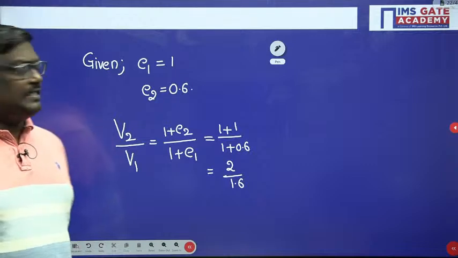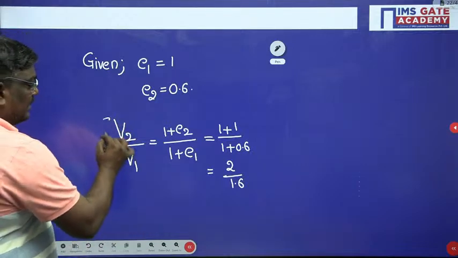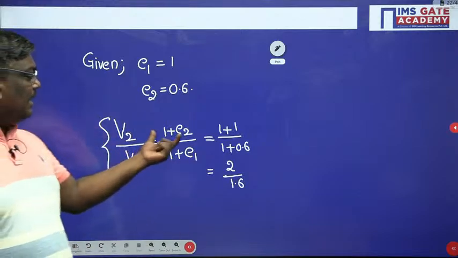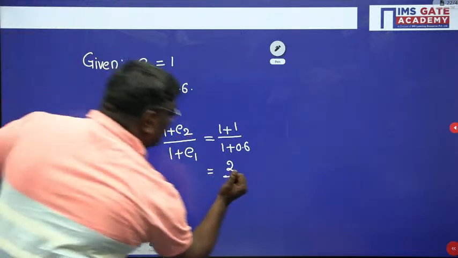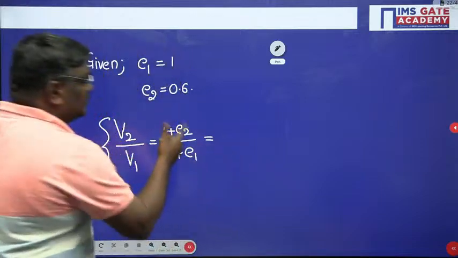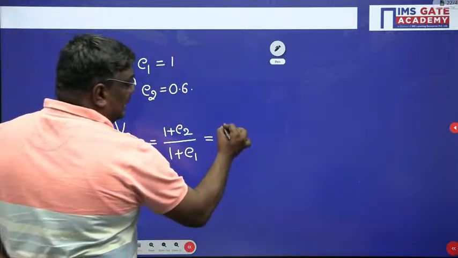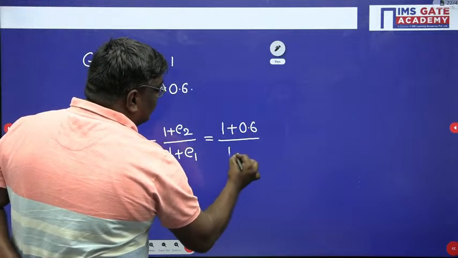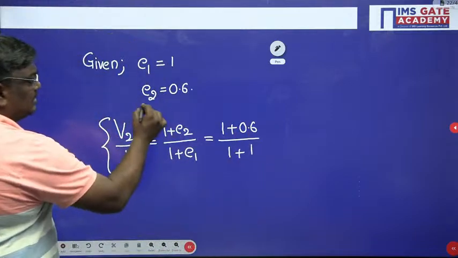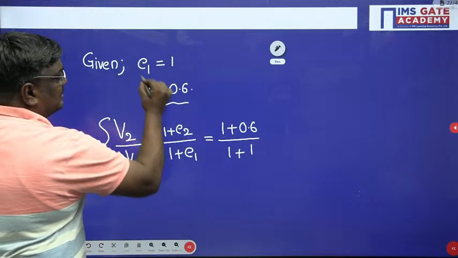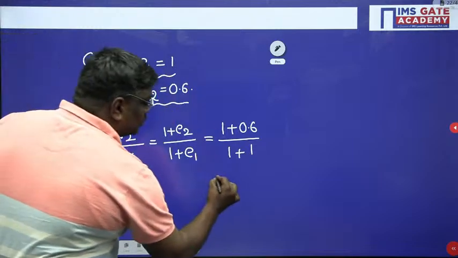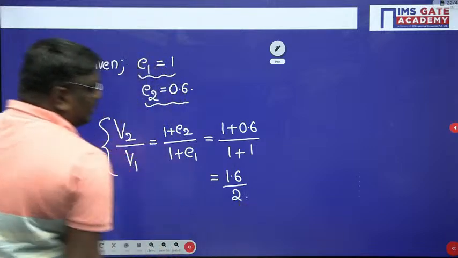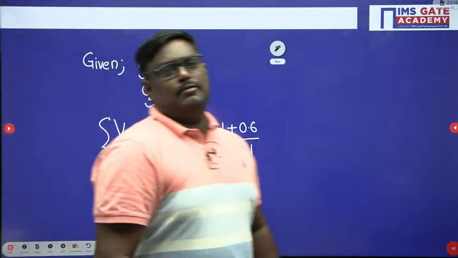Okay. Sir, see here. V2 by V1 is equal to what? You can write (1 plus e2) by (1 plus e1). Sorry, my dear students. Here e2 is 0.6. So (1 plus 0.6) divided by (1 plus 1). See, my dear students, here e2 value is 0.6 and e1 is 1. So you can write here 1.6 divided by 2. Agree? Very good, very good.